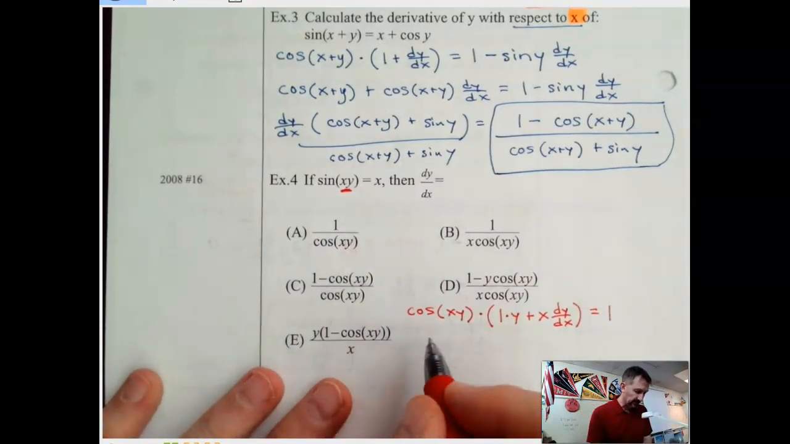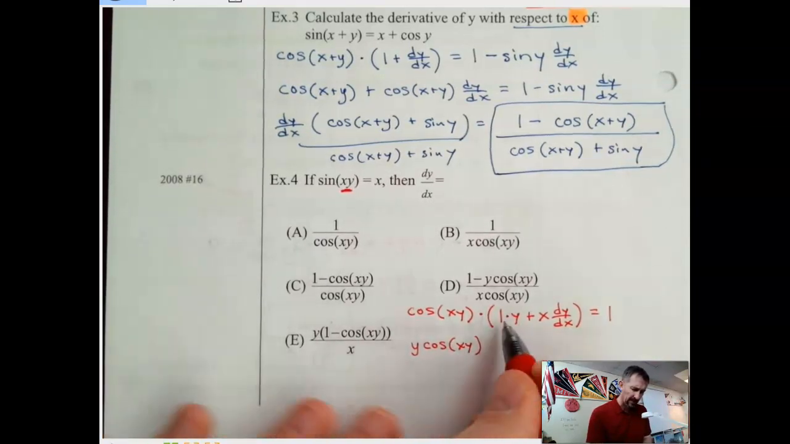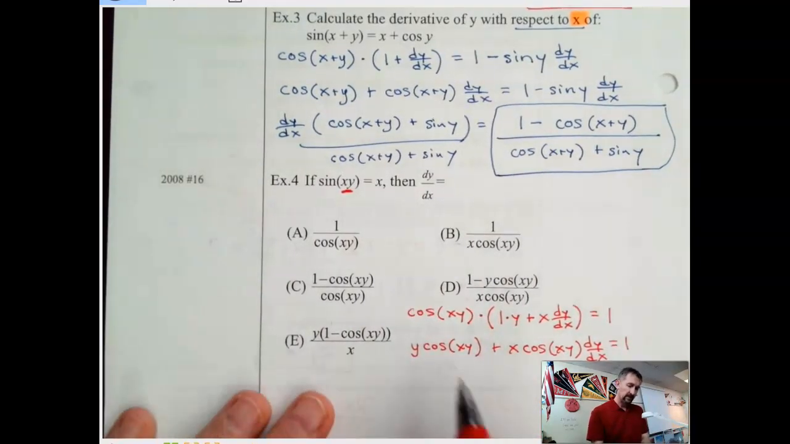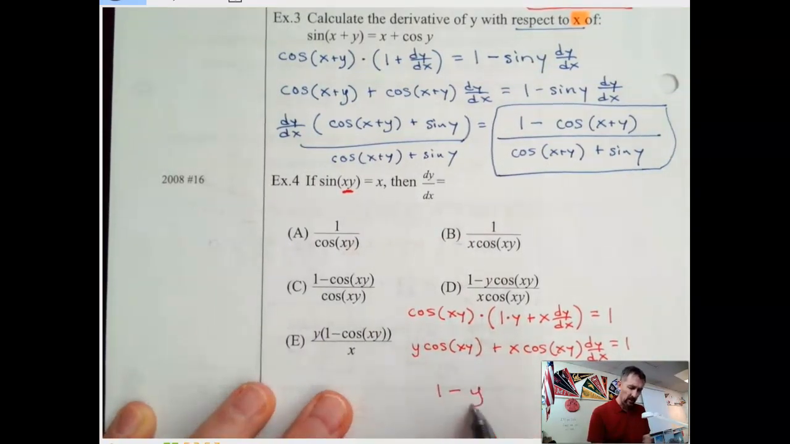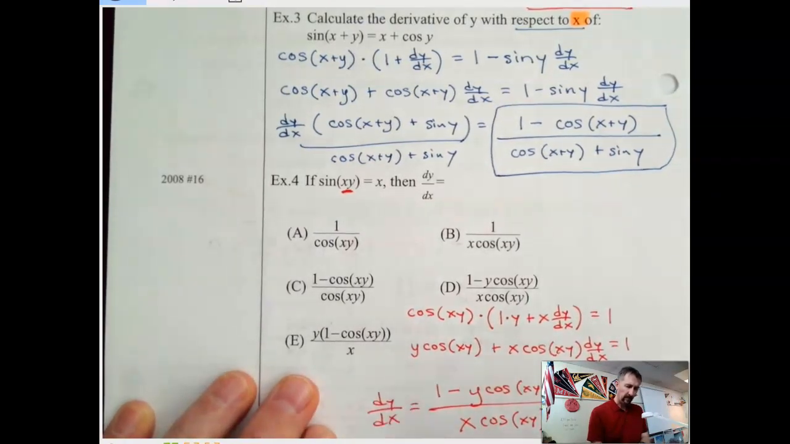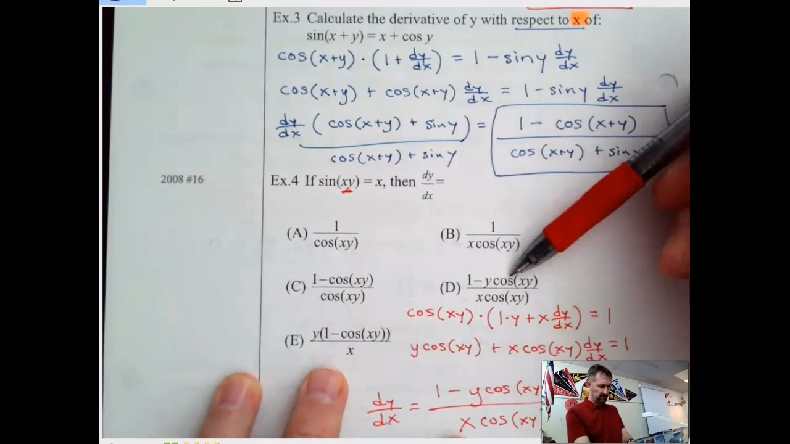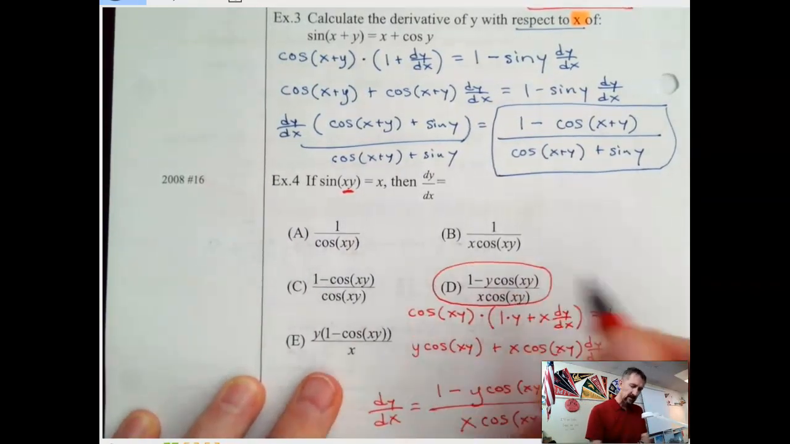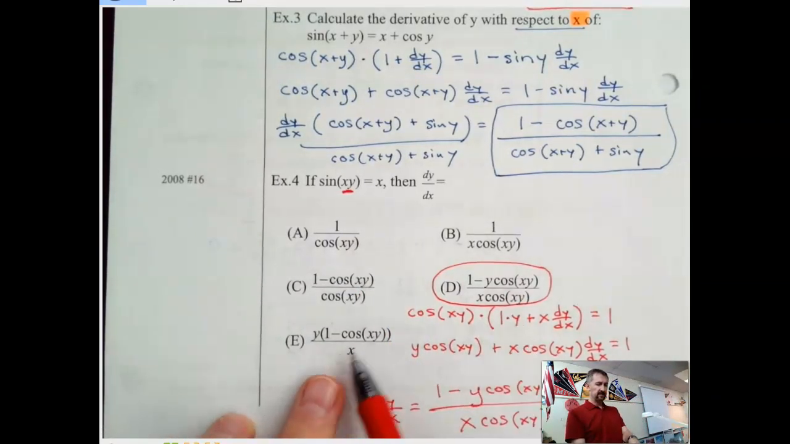Okay, so if we distribute this, that's going to be y times the cosine of xy plus x times cosine dy dx equals 1. So it's going to be 1 minus y cosine xy, and then divided by, so I want to be pretty careful here. That looks good. Sometimes it's a good idea to look around and see if there's something really similar to that, but maybe just missing a little bit.